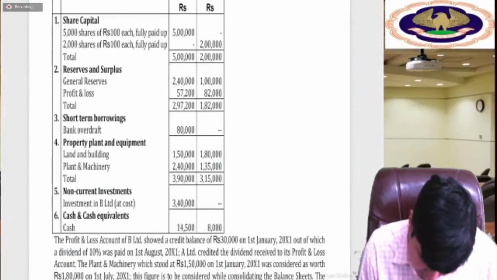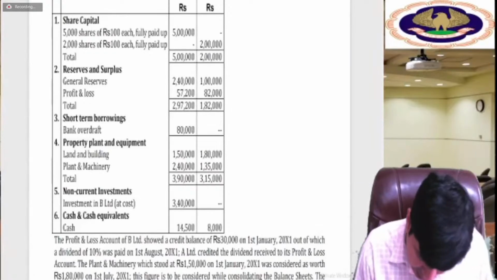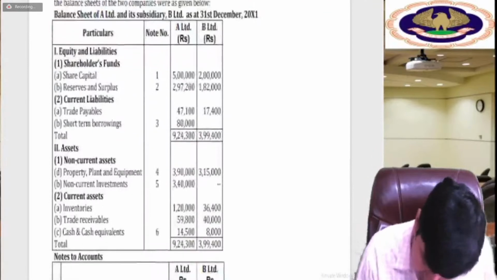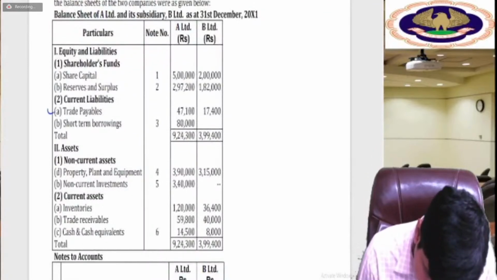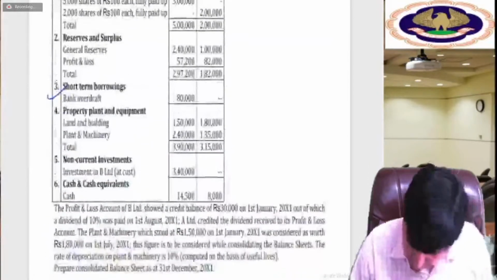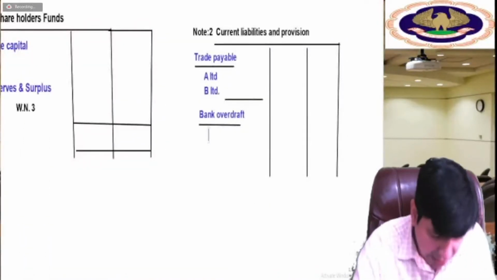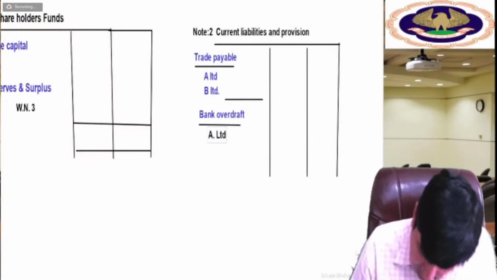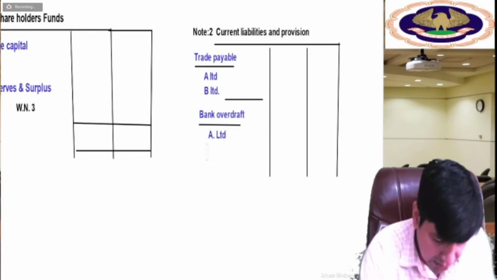There are only these things. You can read easily. Short-term borrowings and trade payables are also there in the balance sheet, and both of these have been merged. While you are reading the question, you will definitely be able to find out the things in an easy manner. Don't worry. Only the question reading practice matters.